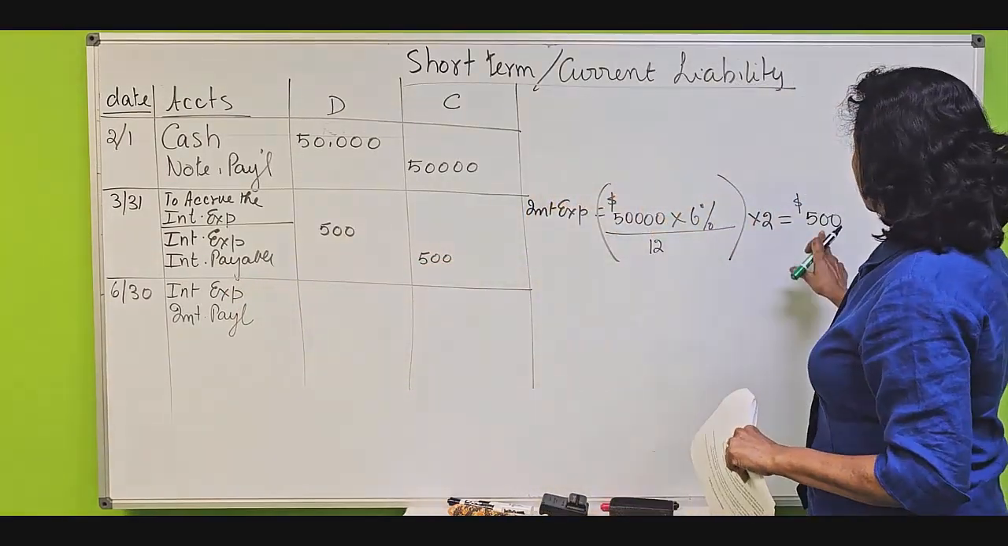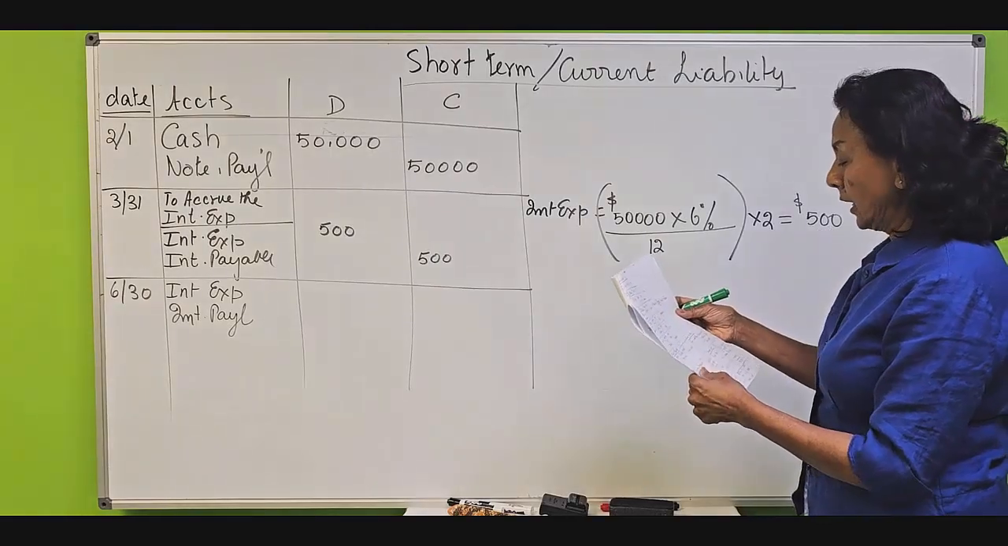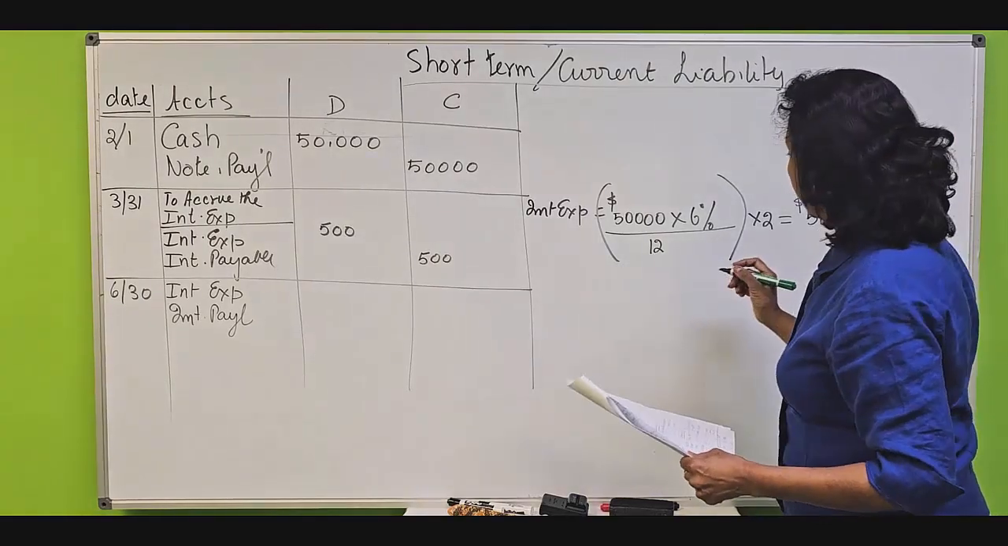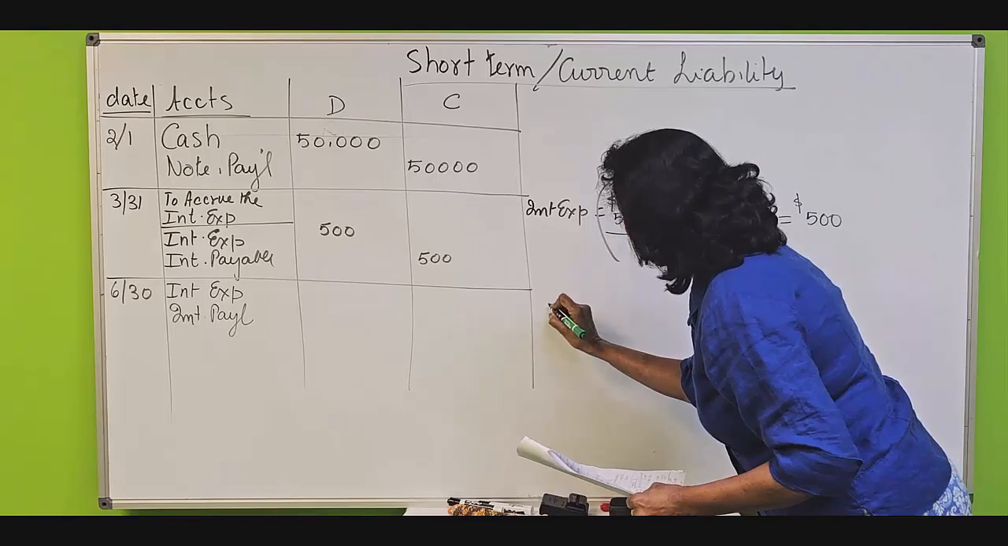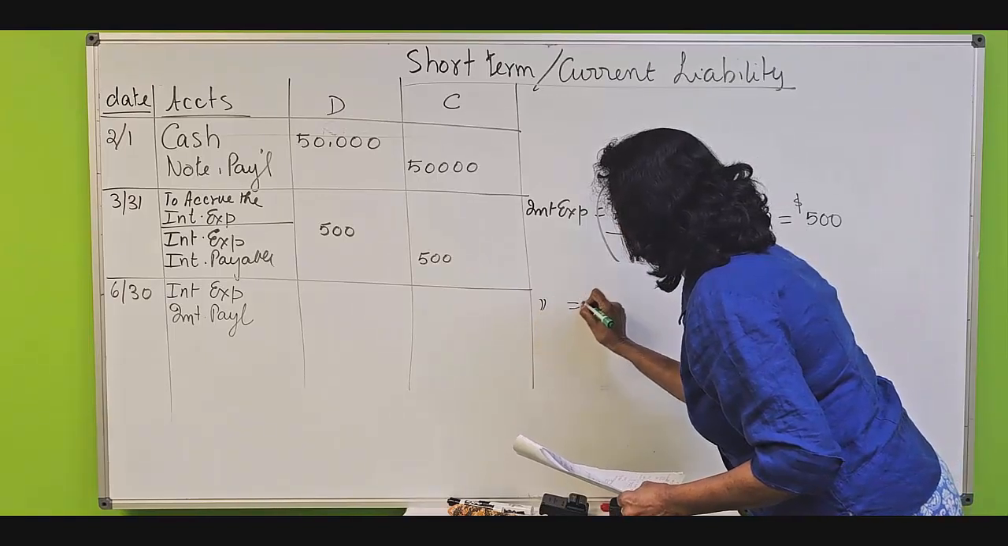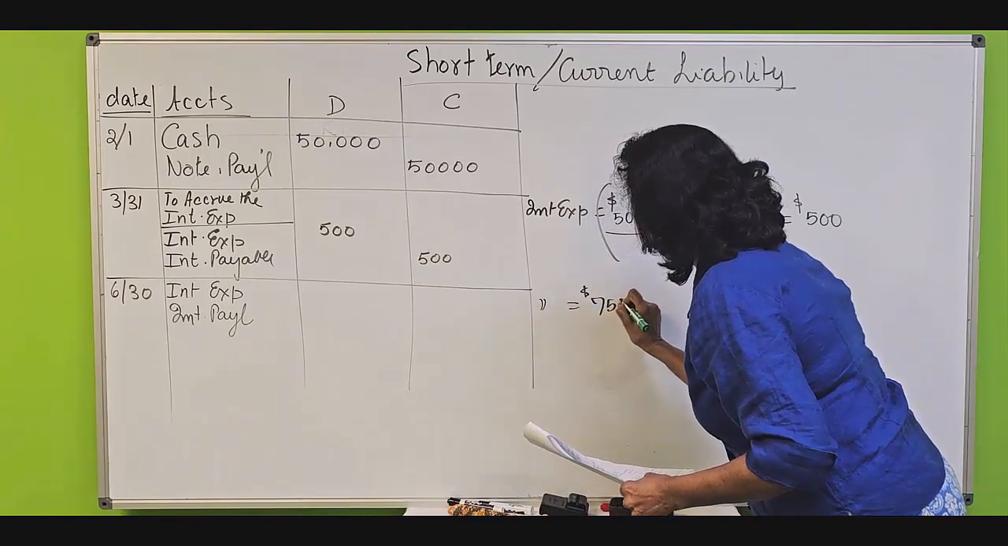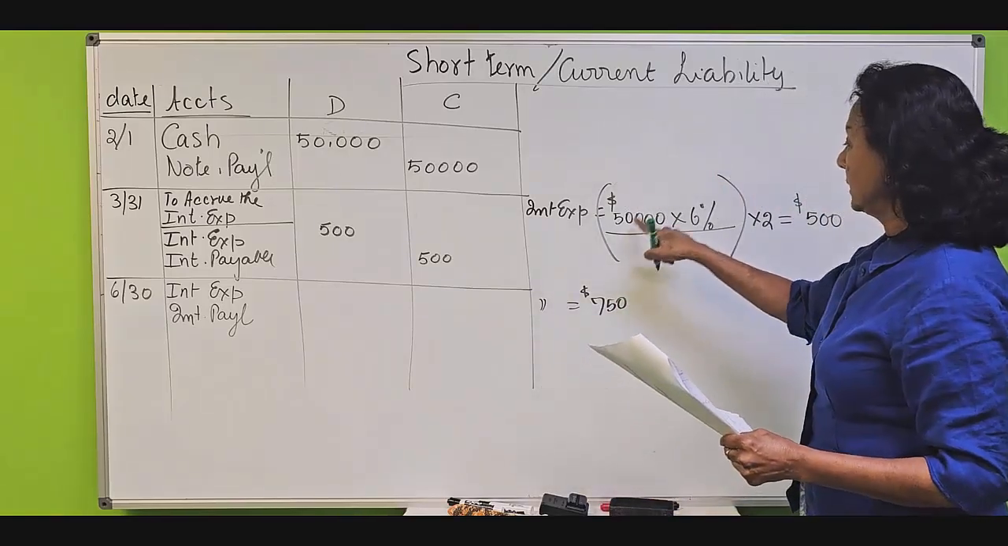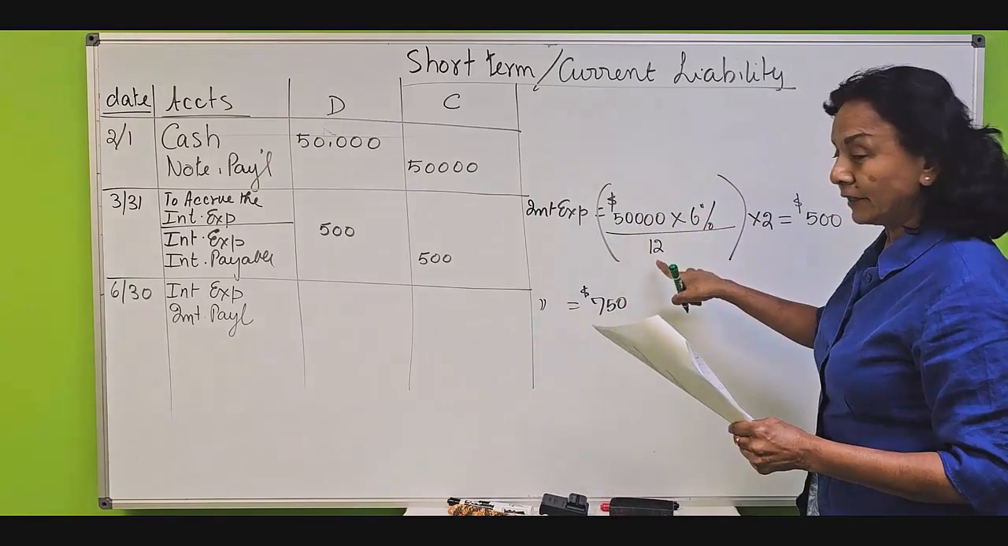Now the interest from March 31st to June 30, the interest you have to accrue is for 3 months. So for 2 months is $500. Therefore, for 3 months, again the interest expense will be $750. That is 50,000 times 6% divided by 12.